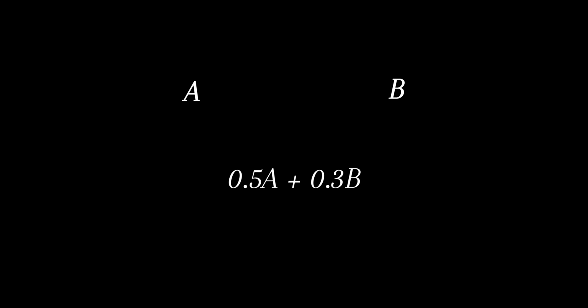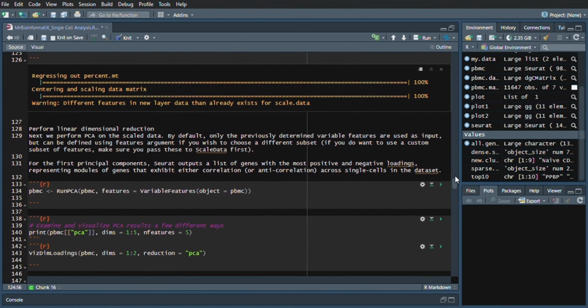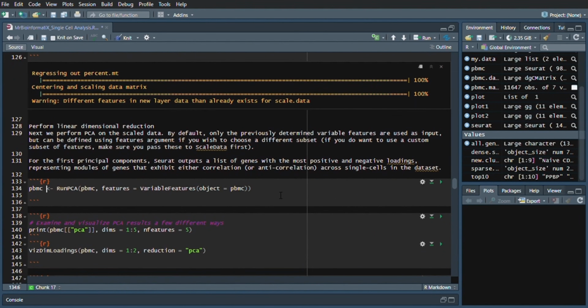The coefficients 0.5 and 0.3 are weights that determine how much each feature contributes to the new dimension. So we write PBMC variable and then run PCA to make the principal component analysis plot. We put our data, PBMC, features equal variable features, and we put object PBMC. The variable features object equal PBMC. This part retrieves the most variable genes identified in the PBMC Seurat object. These are the genes that show significant variation across cells and are thus considered more informative for the PCA.